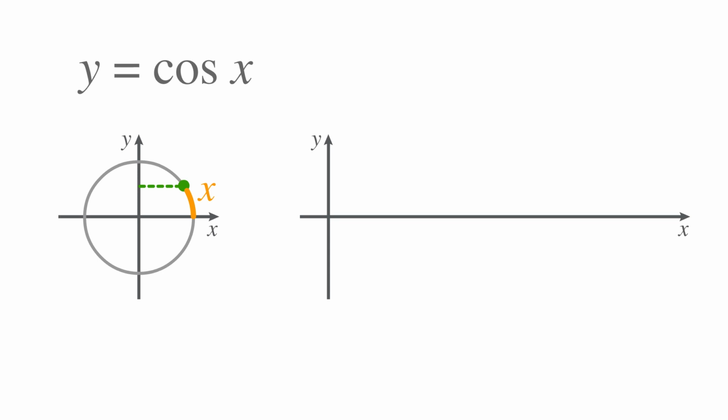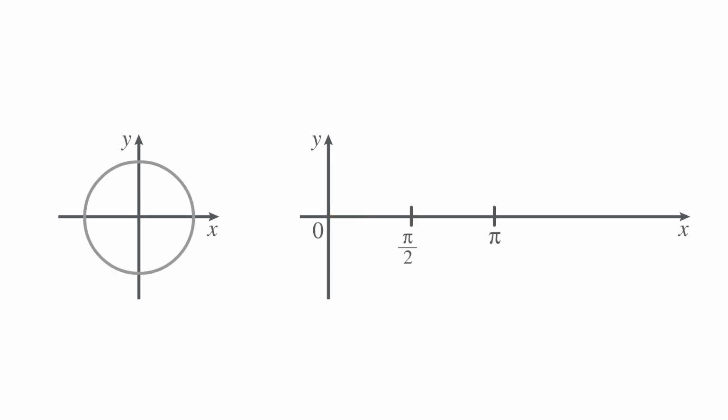The two x's I just mentioned aren't the same x, of course. The orange x, measuring arc length, will get graphed on the x-axis of the cosine graph. The green segment, representing the x values from the circle, becomes the y value of our cosine graph.